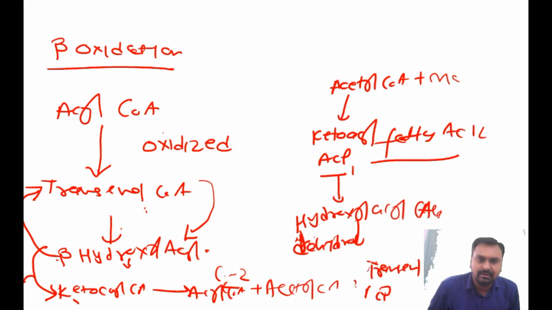And this trans-enoyl is converted to butyryl ACP. Again it is reduced, and ultimately butyryl is removed with the help of thioesterase. So this is how the fatty acid synthesis of 16 carbon occurs.